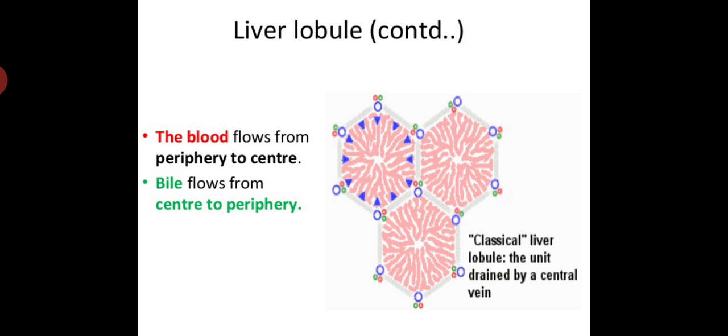So this is another view of a liver lobule and the blood. And one important thing that should be observed here is that the blood always flows from periphery to center. So that is shown by the blue colored arrow marks here. However, the bile flows from center to periphery. So this is a very important thing that you have to observe.